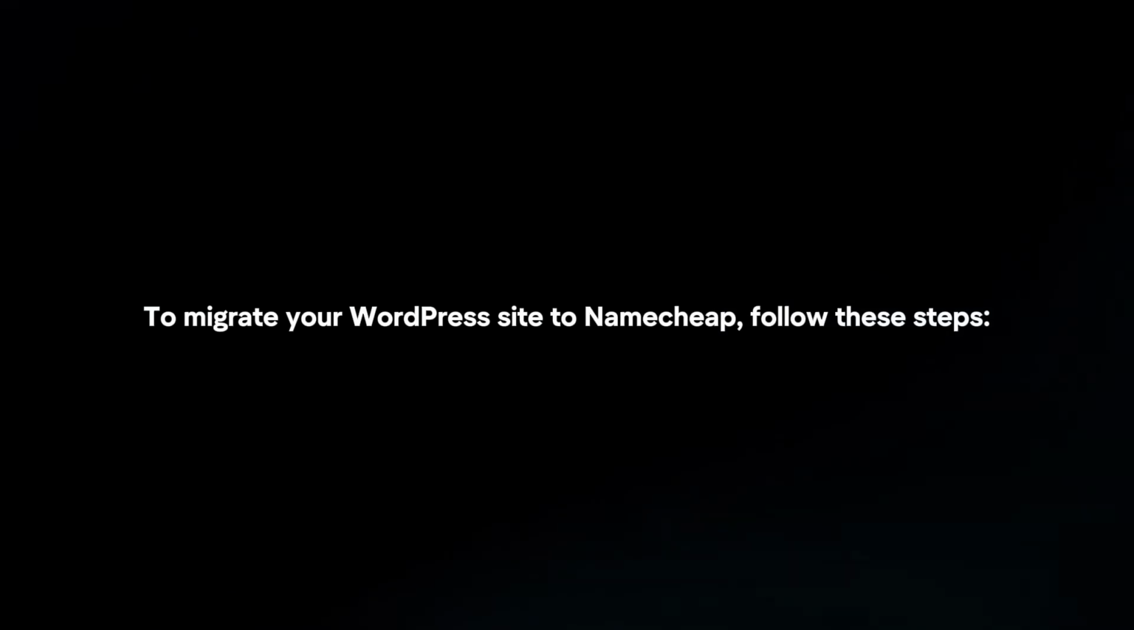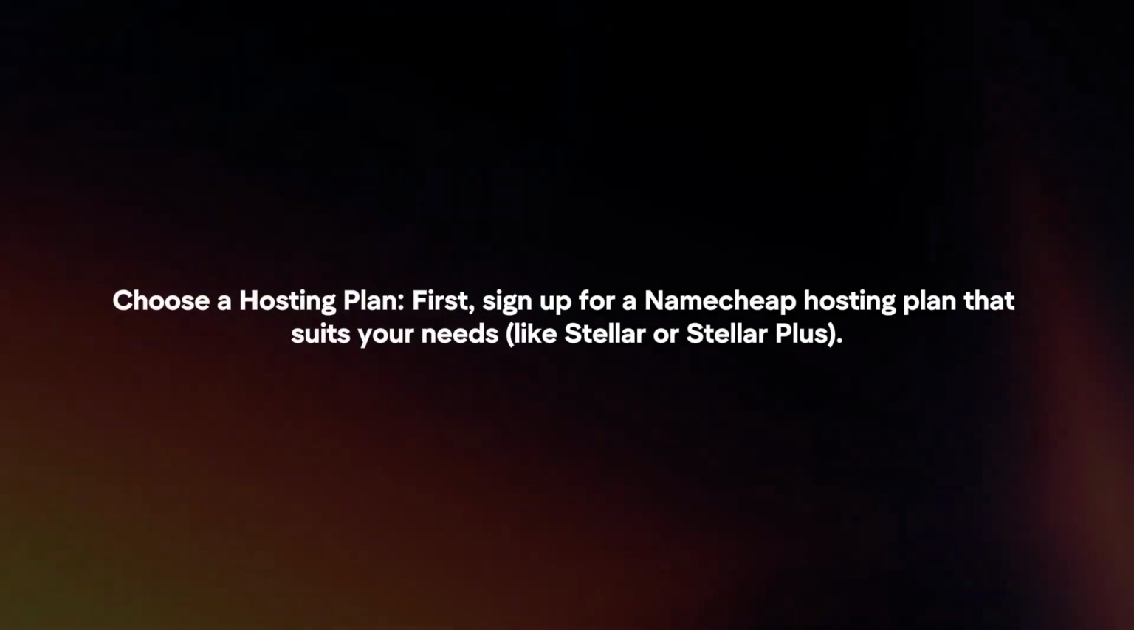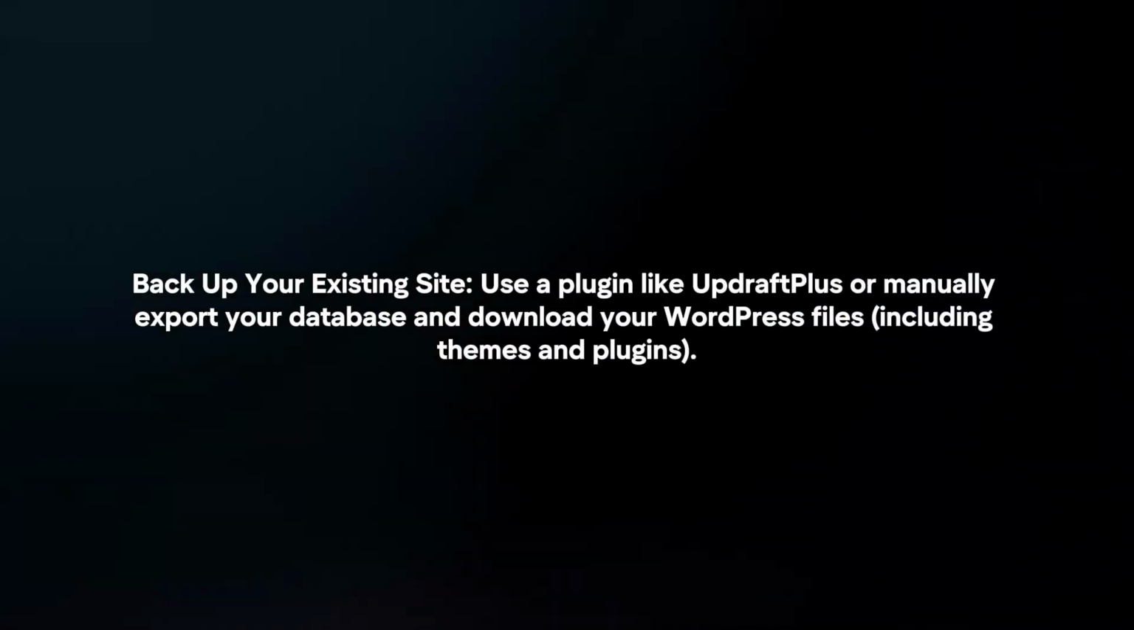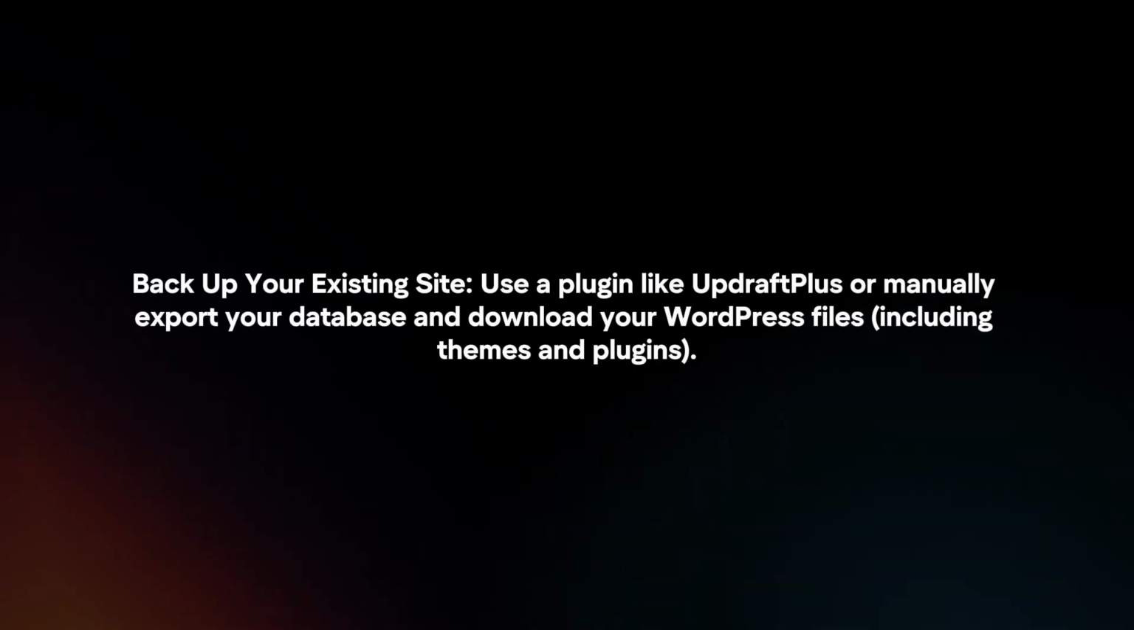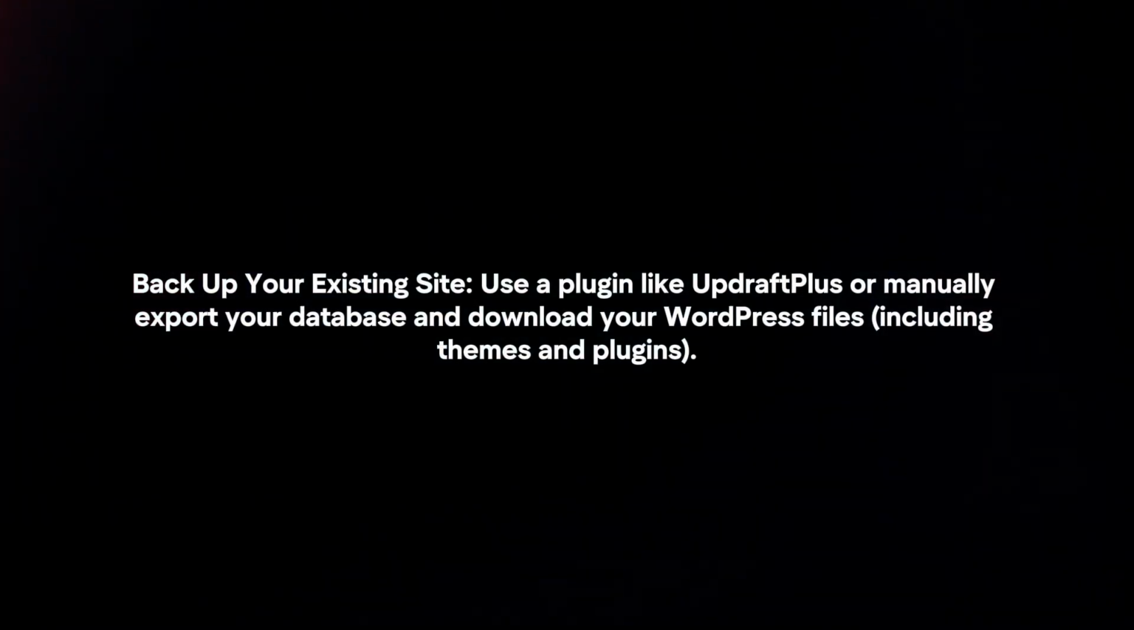To migrate your WordPress site to Namecheap, follow these steps. Choose a hosting plan. First, sign up for a Namecheap hosting plan that suits your needs. Back up your existing site. Use a plugin like UpdraftPlus or manually export your database and download your WordPress files.